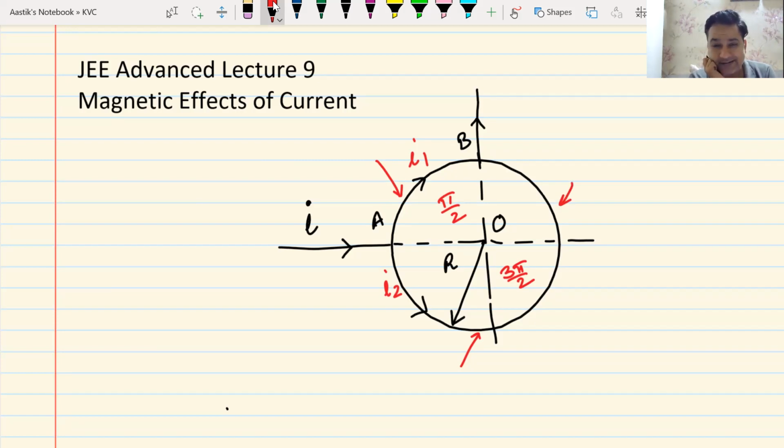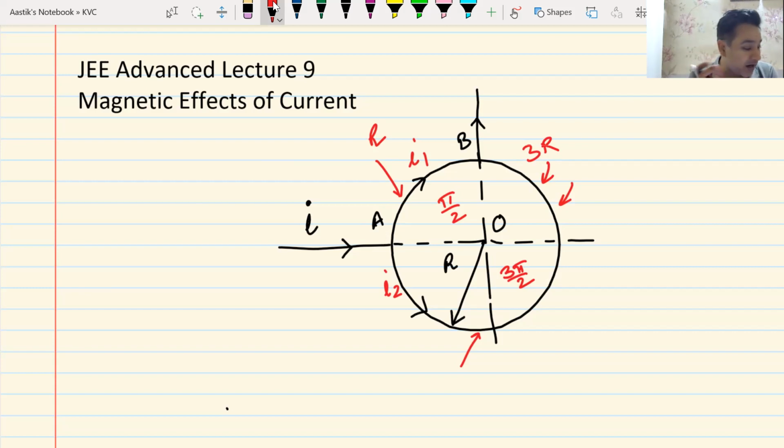And they will cancel each other out. Do we understand this? If I call the resistance of this part R, the resistance of this part would be 3R. Yes or no? Yes, sir. So the I1 current will be 3 times more than the I2 current. Yes or no? Yes, sir.